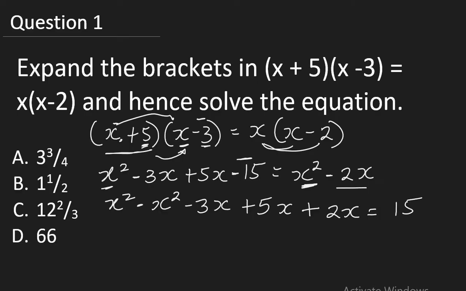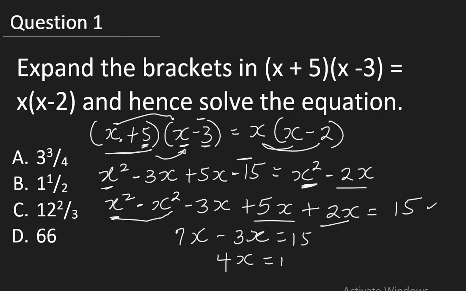So once you collect like terms and rearrange, you are going to get this. Then you solve accordingly. x squared minus x squared is 0. Here we have 5x plus 2x is 7x, then we have minus 3x equal to 15. 7x minus 3x will give us 4x equal to 15. Divide both sides by 4 to get the value of x. 4 into 15 will give me 3, that's 12, remainder 3, so 3 over 4. So the right option is A.